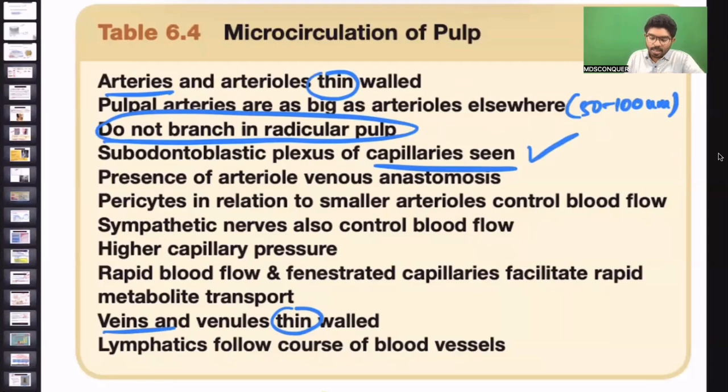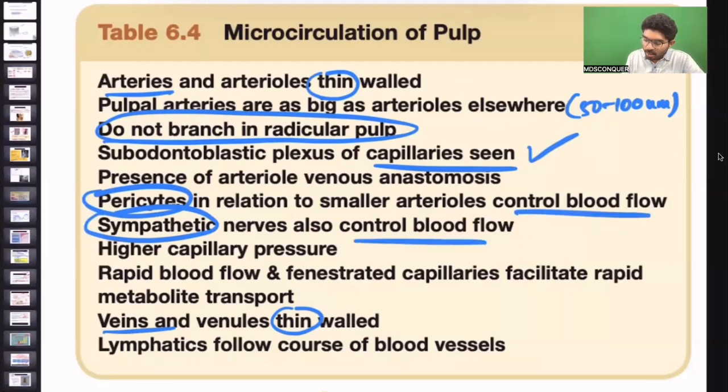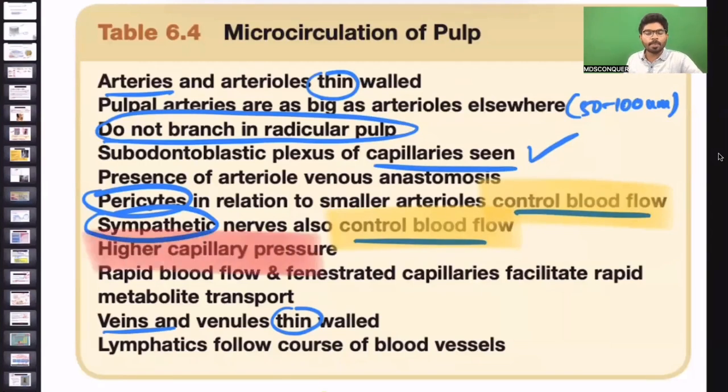Okay, the next one is concept of pericytes and sympathetic nerves. Sympathetic nerves and pericytes, they control the blood flow. Very important point. Both of these, they control the blood flow. High capillary pressure is seen in the pulp. We have already discussed 5 to 10 millimeters of Hg or 10 to 15 centimeters of saline or water. Rapid blood flow and fenestration capillaries are also present.